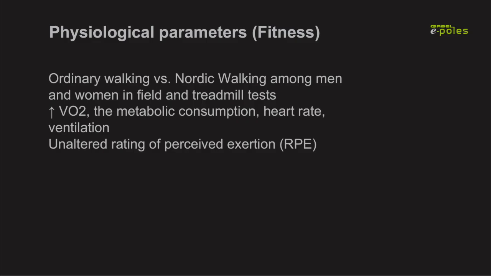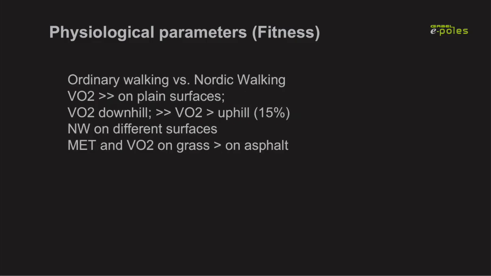In the same way, ordinary walking was compared with Nordic walking on different surfaces and walking up and downhill. The results noted that VO2 was higher in the Nordic walking group on inclines of 15%. It stated that exercising on soft surfaces like grass helped to increase the VO2 and the metabolic consumption more than when it was performed on rough surfaces like cement.